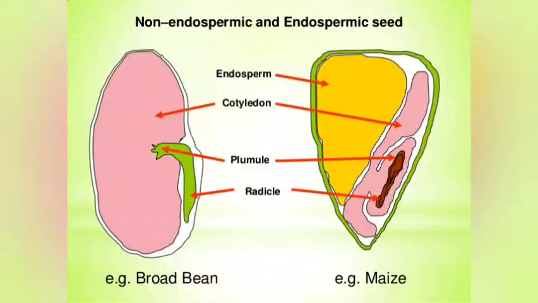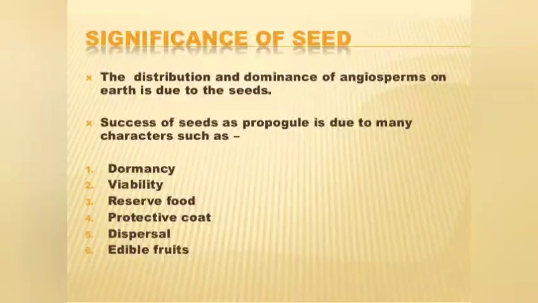Now you can compare the two types of seeds. On the left side is the non-endospermic seed like bean, and on the right side the endospermic seed, that is maize. The main difference is the absence of endosperm in the bean seed.